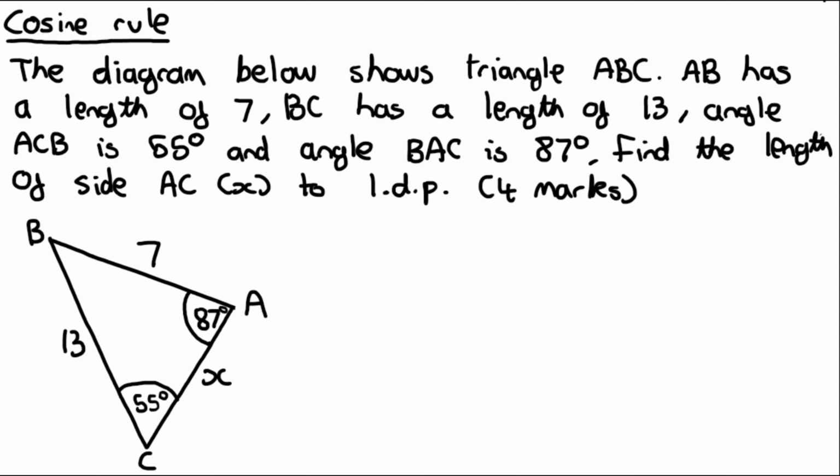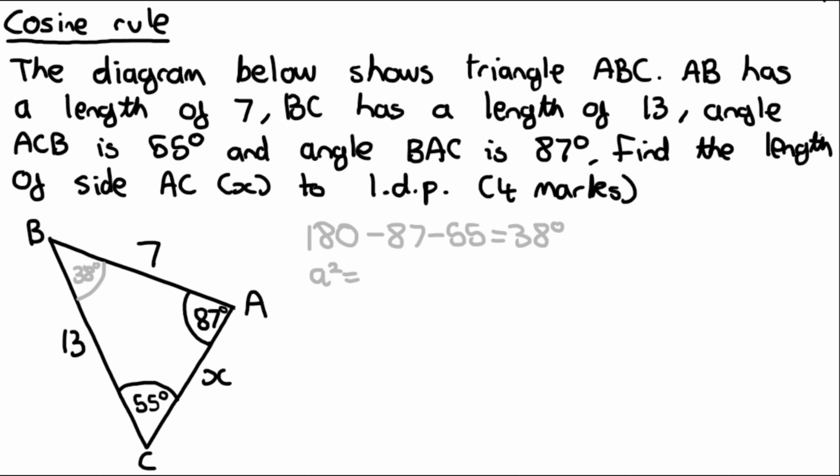So here's a question like this. We can't use the cosine rule because we don't know this angle, but we can easily figure out this angle because we know that all angles in a triangle add up to 180 degrees, and we have the two other angles in the triangle. So therefore, we can just do 180 minus 87 minus 55, which if you put it into a calculator is equal to 38. So therefore, this angle here is 38. And now we could just use the cosine rule.